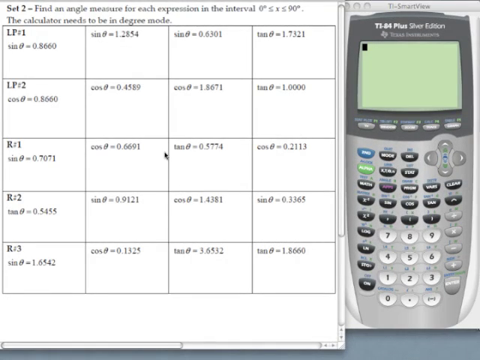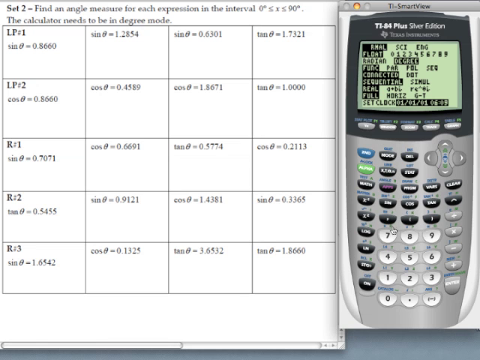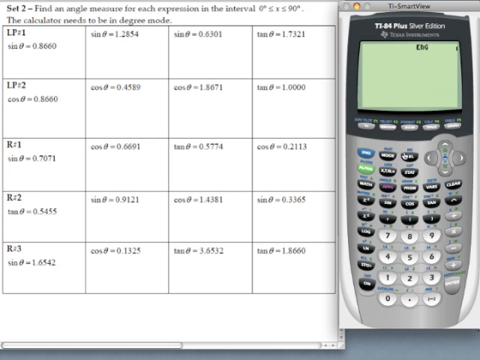In this video clip, we are going to cover lesson practice number one from set two from this section of the notes. And the instructions read, find an angle measure for each expression in the interval 0 degrees is less than or equal to x, less than or equal to 90 degrees. The calculator needs to be in degree mode. So let's go ahead and check the mode of our calculator right now. And I am in degree mode. Degrees should be highlighted. Make sure yours is. I'm going to hit second mode to quit this screen to go back to my home screen to start these calculations.